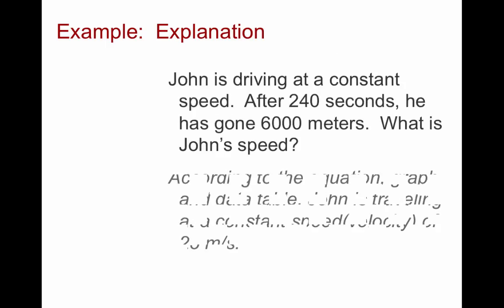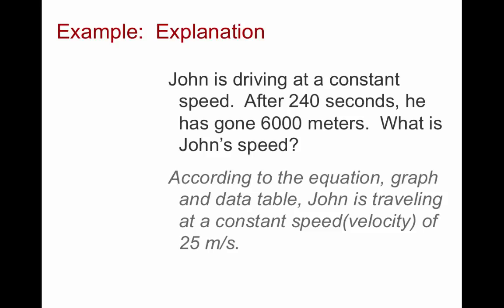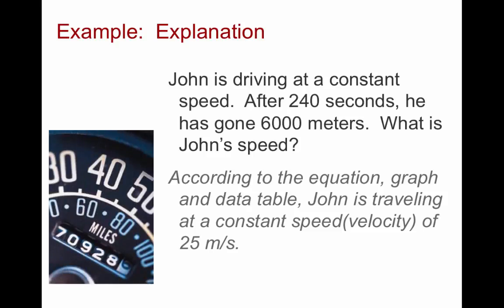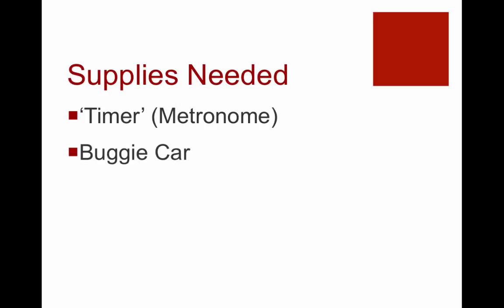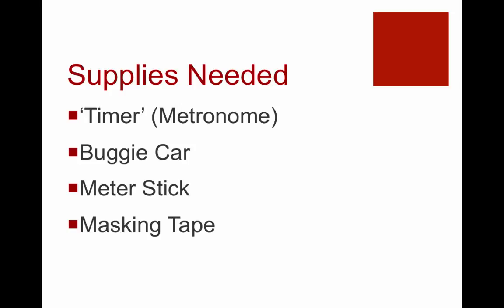An explanation is literally: according to the equation, graph, and data table, John is traveling at a constant speed or velocity of 25 meters per second. Okay, so that's what you're going to end up with. Now, supplies that you're going to need. We're going to turn on a metronome in the classroom and one in the hallway. I'm going to give you a little buggy car, a meter stick, and some masking tape.